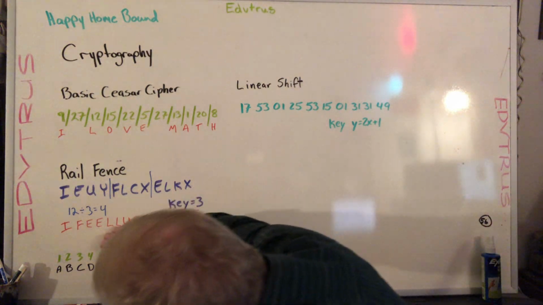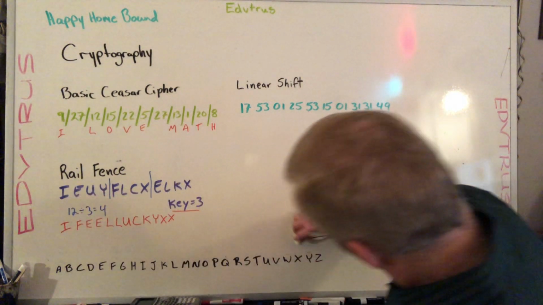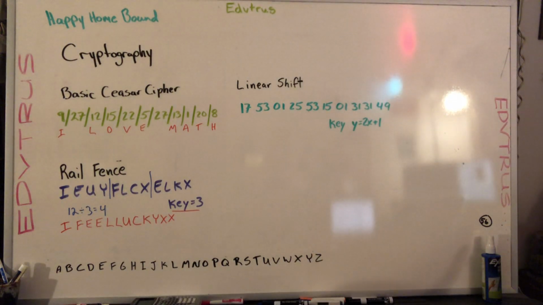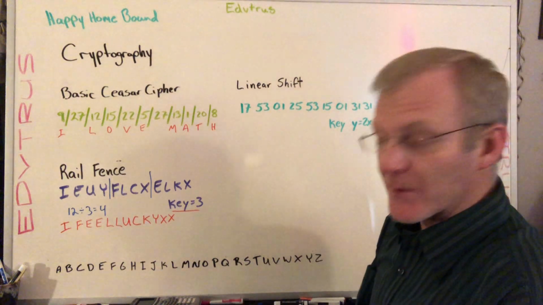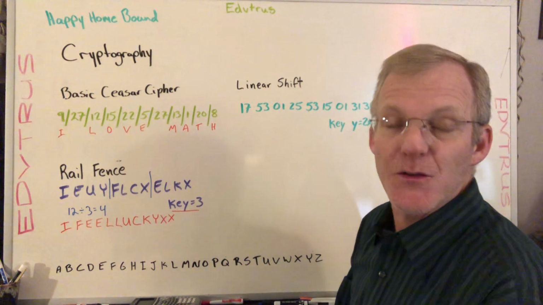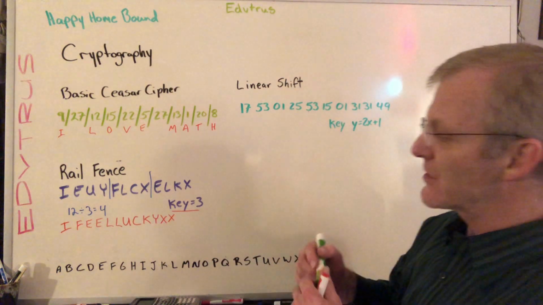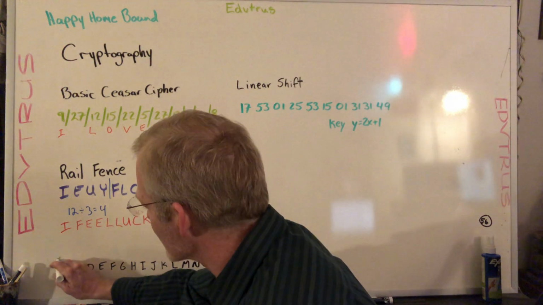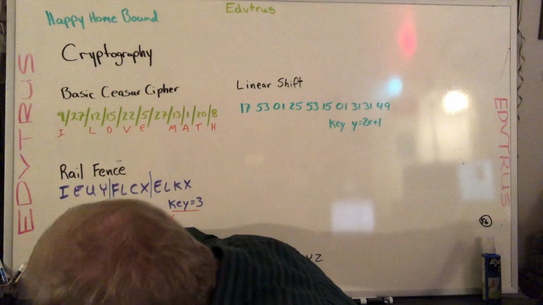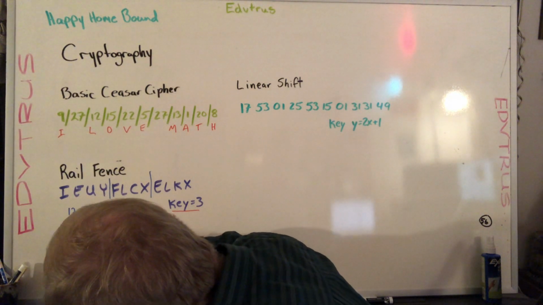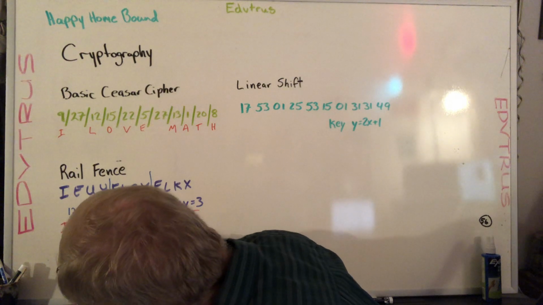So I'm erasing all the numbers. All the numbers be gone. And this time, we're going to assign them a little differently, and it's because that's the way we did it on the worksheet. We went ahead and started for this one, for linear shift. A is going to be 0. Then B is 1, C is 2, D is 3, and then we go on down the line from there.